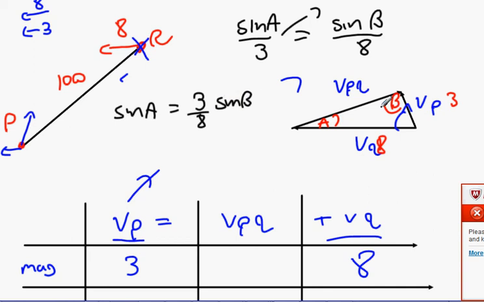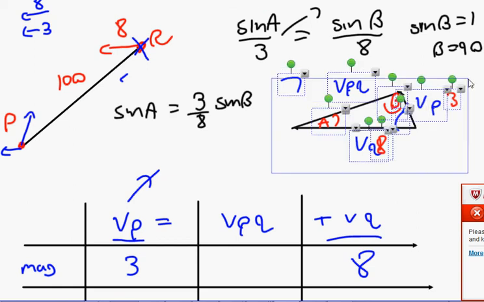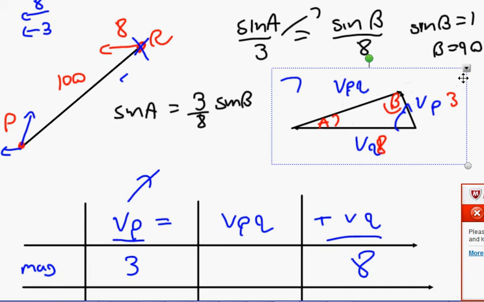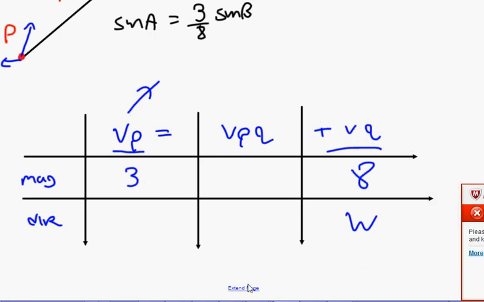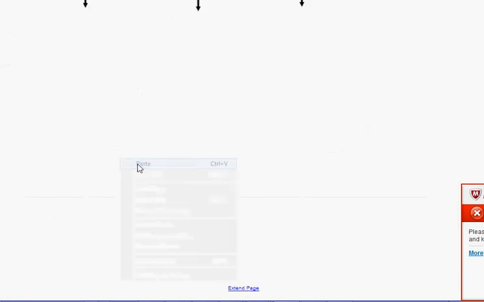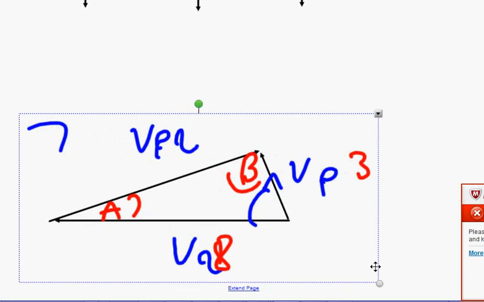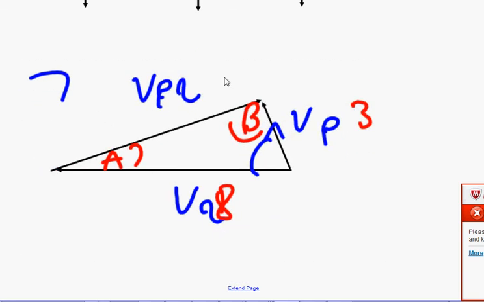This automatically means to me that I need to make sine B what? Anybody remember? Sine B should be as large as possible. So sine B equals 1, B therefore equals 90. Now let me explain the logic in this. If we make B as large as possible, okay, so we make B 90 degrees.